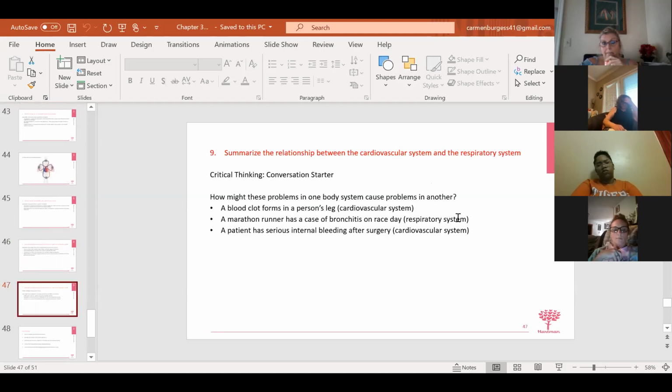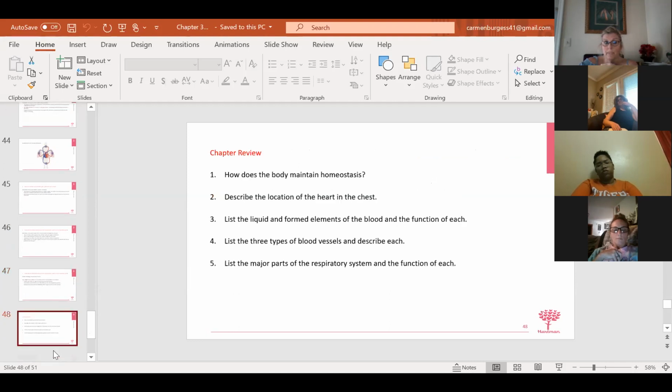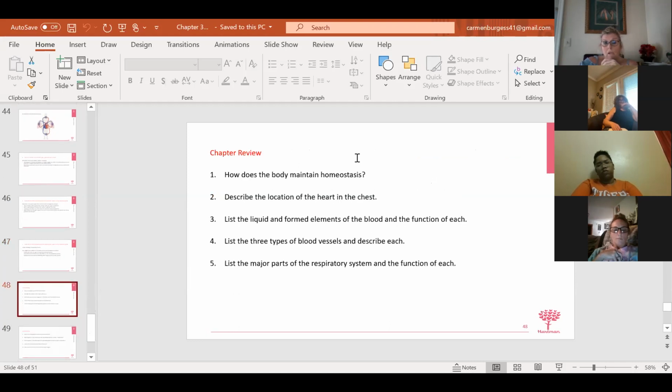We talked about that. A marathon runner has a case of bronchitis. Well, we know what's going to happen. We know what happens with internal bleeding. These are like what we talked about. How does the body maintain homeostasis? It's a physical and chemical process that provides balance.